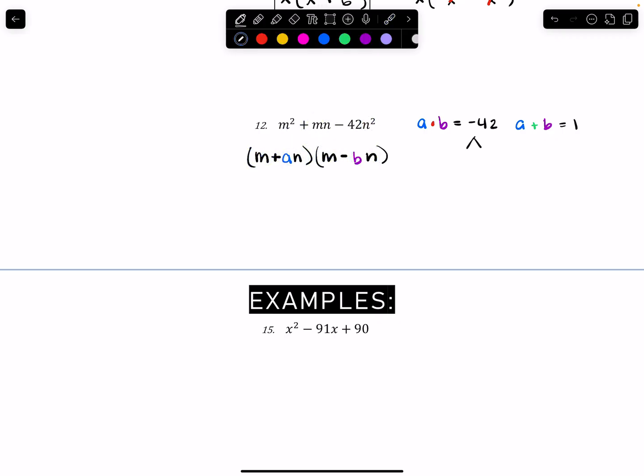Okay, so what are our options here? Well, multiply to give me a negative, add to give me a positive means the smaller number has to be positive. So negative 1 and 42 is an option. Negative 2 and 21.